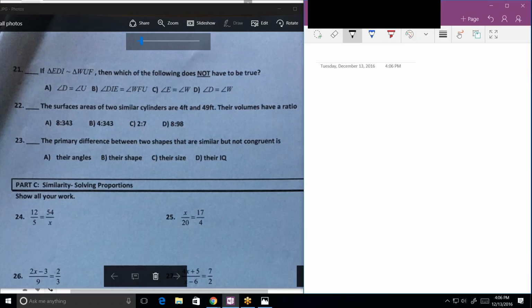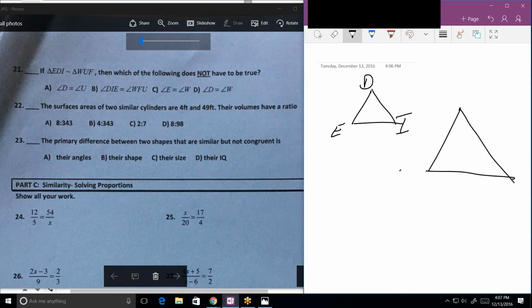So you're really good at this, better than I am. What's 21? But even still, it's worth drawing a picture, I think, and labeling it. E, D, I, and W, U, F. So which of those statements is not true?